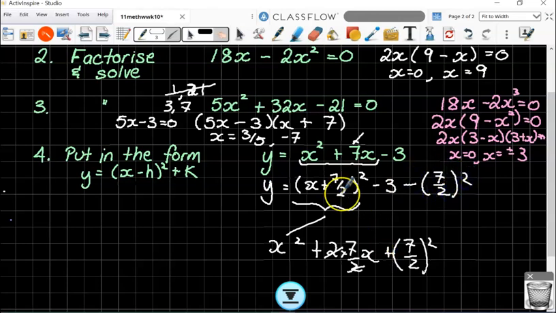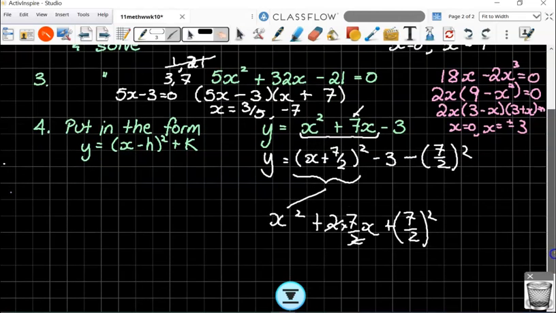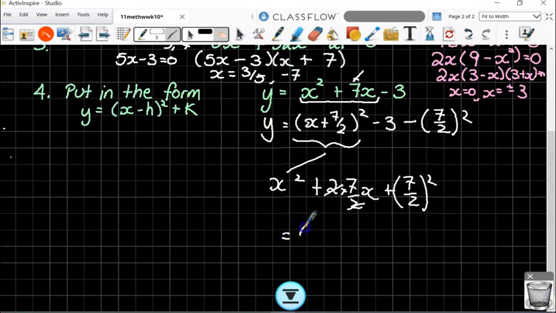So you've added in the 7 over 2 squared. If we take it off, no changes here. We haven't stuffed it up. Does that make sense? It still equals the same expression. So now I've got x plus 7 over 2 squared.